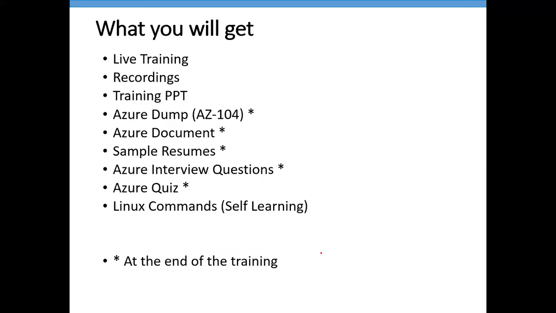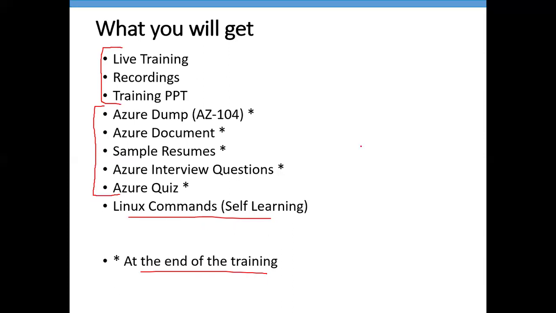If you join this particular school, these are the things you will get from my side. On a daily basis, you will get live training, recording, and training PDFs. At the end of the training, you will get these things also. And you'll also get self-learning Linux commands. Basics we are going to learn.